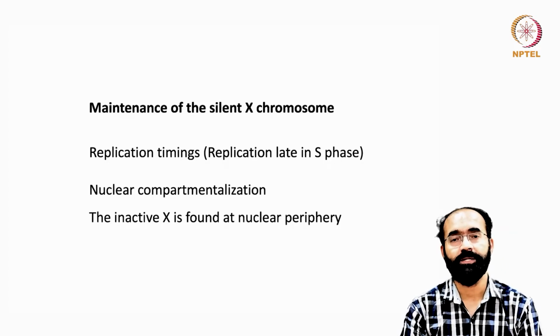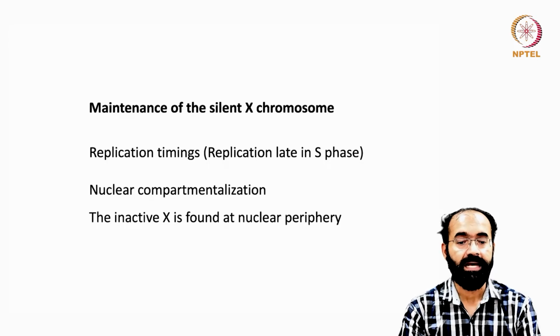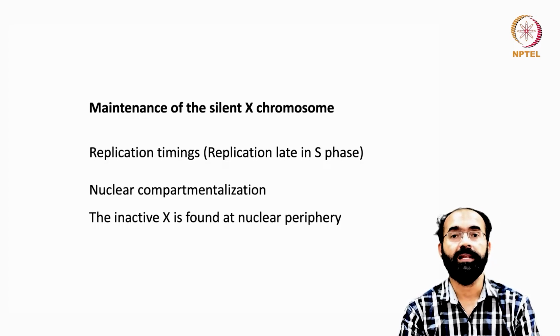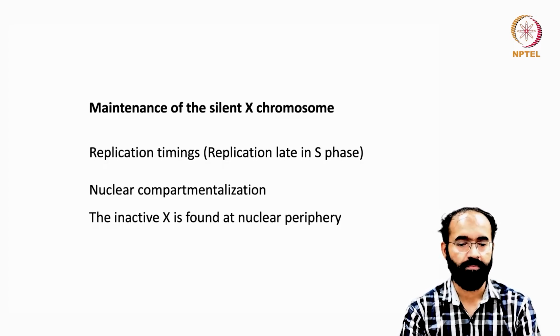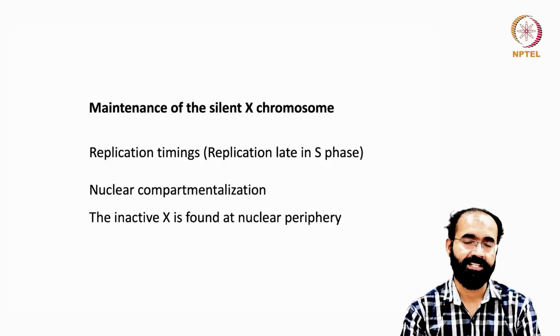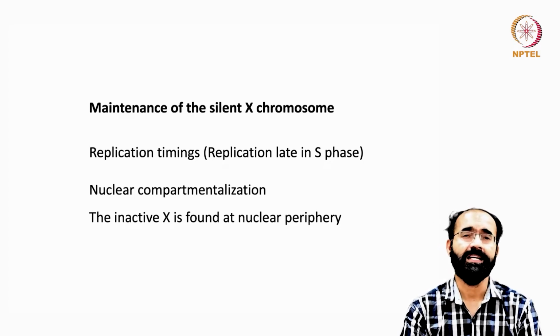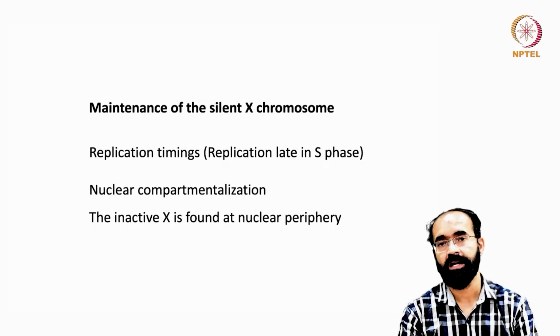So many things have to be taken into consideration, such as replication timing. That is, replication of this inactive X chromosome happens very late in the S phase of the cell cycle. And nuclear compartmentalization. Normally it is compartmentalized in a place where gene expression events are very low, normally towards the periphery of the nucleus. The inactive X is found usually at the periphery of the nuclei, where in general the gene expression events are very low.